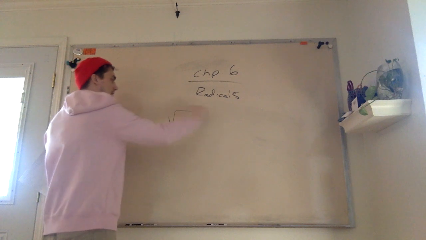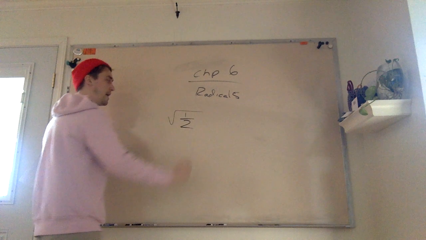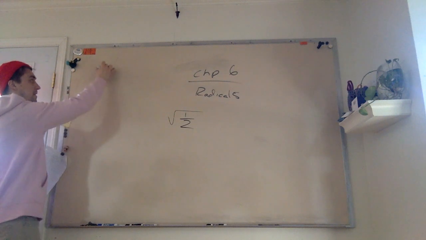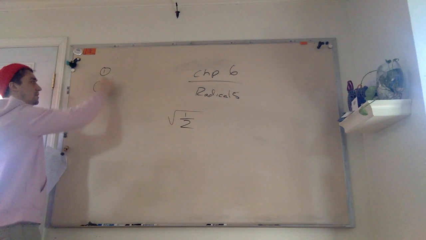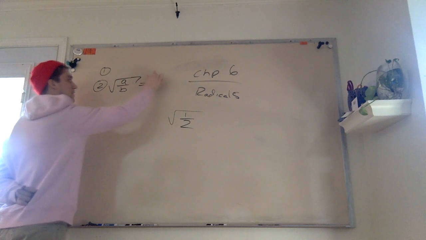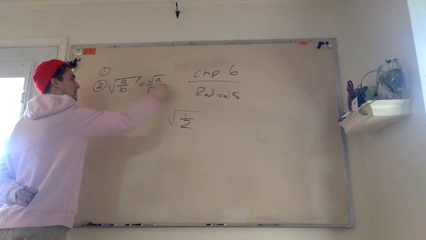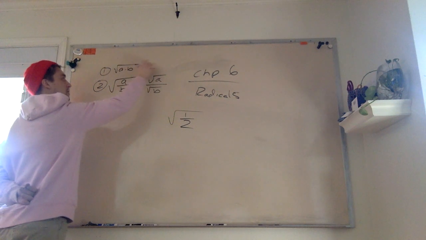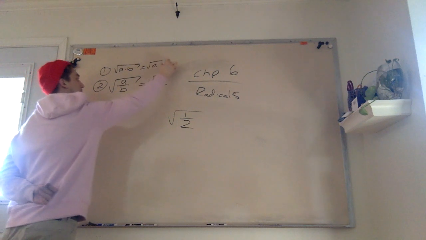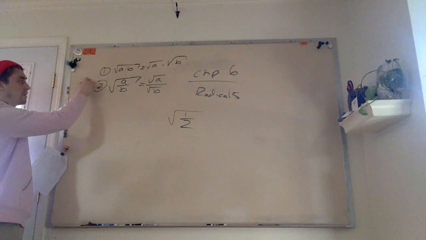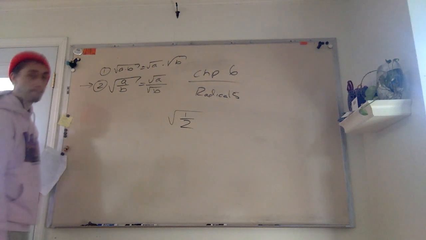Here's a way that you'll see things a lot. The square root of 1/2. Keep in mind that there's a second property of radicals, that if you have the square root of a over b, you can take the square root of the top and the square root of the bottom. The first property was the multiplication one that we've been using. So these are the two properties of radicals. This one comes in really handy with division, obviously.